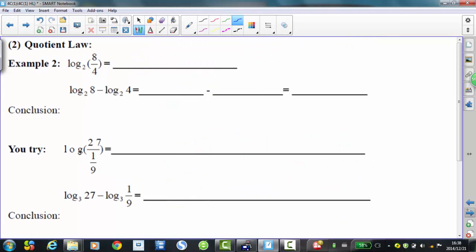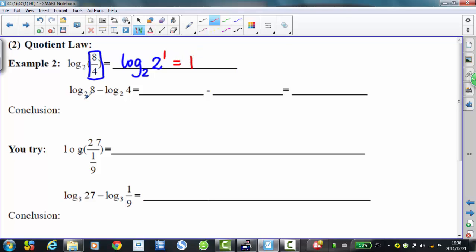Quotient law. Let's look at example 2. Log 2, brackets 8 divided by 4. I have a quotient, 8 divided by 4, in the argument. So based on BODMAS, I do brackets first. 8 divided by 4 is 2. So 2 with an invisible 1 in the exponent. This log value is 1.